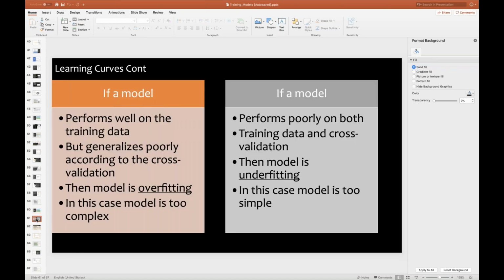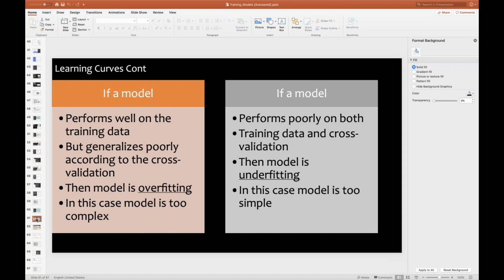Now, if a model is performing well on the training data but generalizes poorly according to the cross validation, then it is overfitting, in case the model is too complex. If a model is performing poorly on both training data and cross validation data, then the model is underfitting. In this case, the model is too simple.